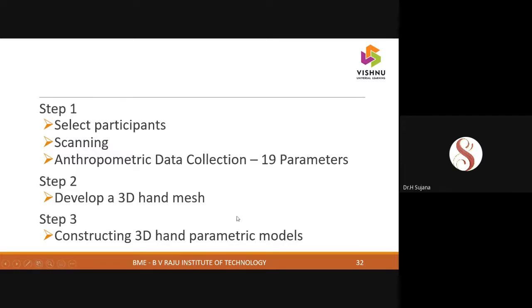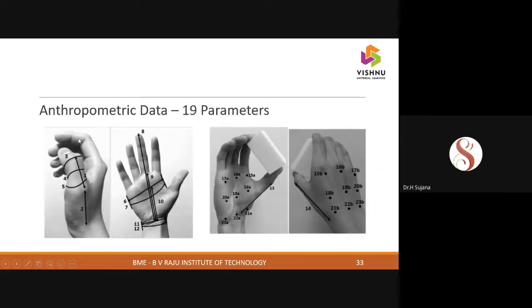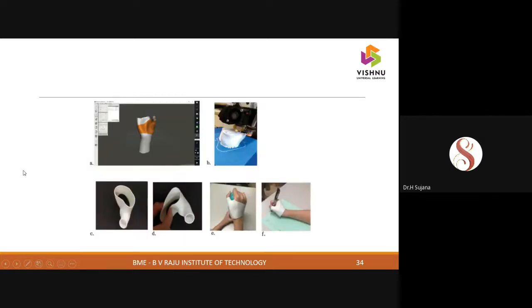And in step 2, they developed a 3D hand mesh. And using the hand mesh, they constructed a parametric model and printed it. I have put the figure of the 19 anthropometric measurements in case somebody is interested in what the different 19 parameters are that need to be taken. You can see different measurements have been taken. And this figure shows the CAD model that has been developed, and they are printing by using a flexible material.